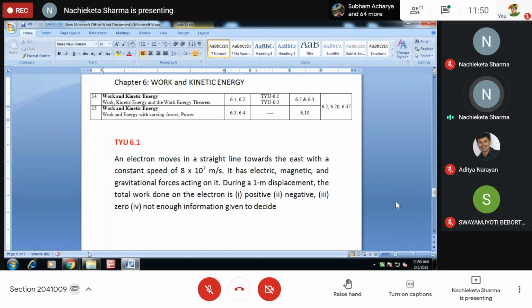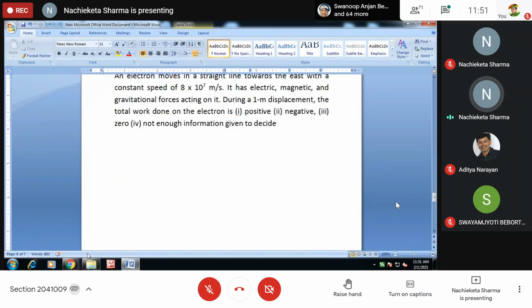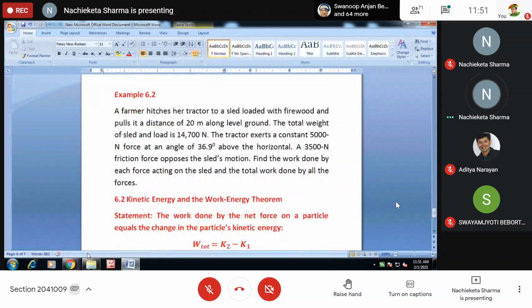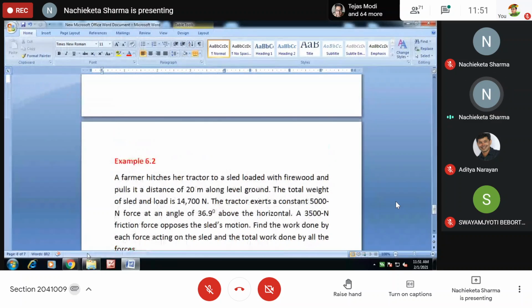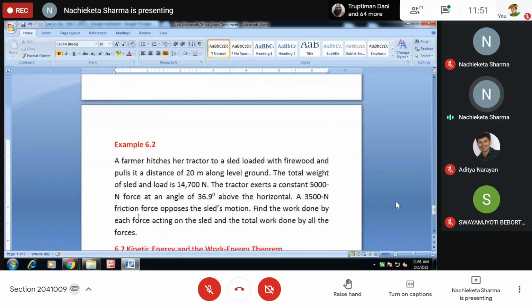Now we'll go to example 6.2. This example we can work out because it doesn't involve the work energy theorem. Just the idea of work is enough, and we still have 10 minutes, so we can work out that example. I have written this example 6.2. You can take a screenshot of it. Are you able to see this question?